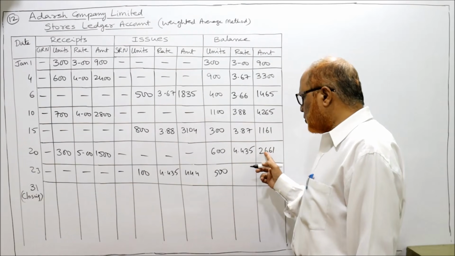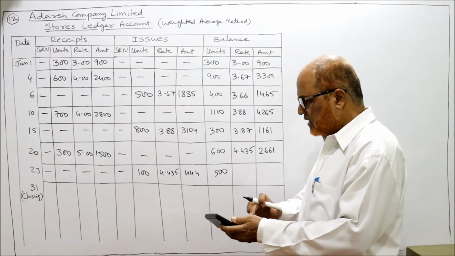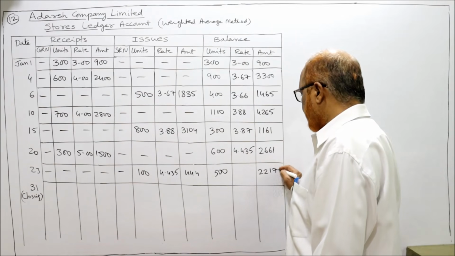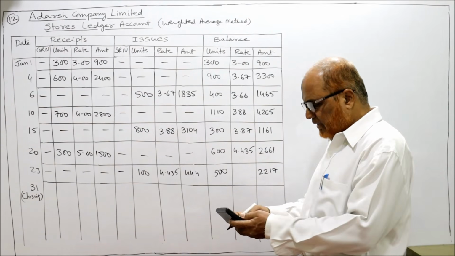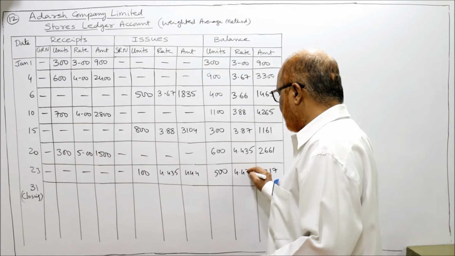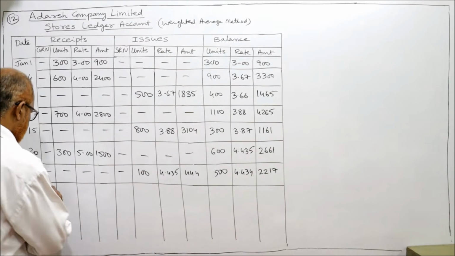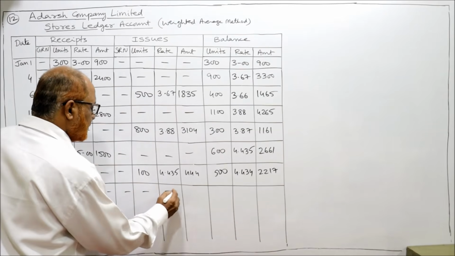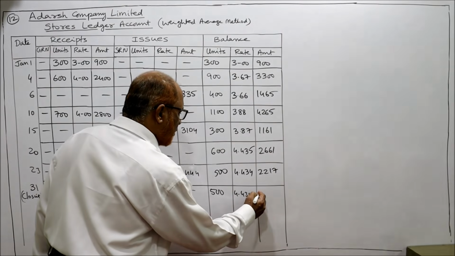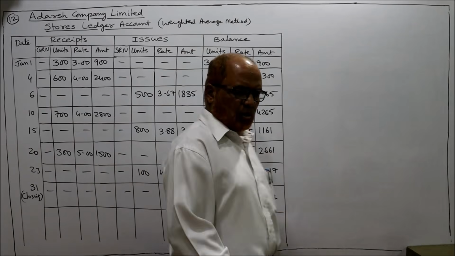What was the old balance here? 2661 minus 444. It comes to 2217. Now 2217 divided by 500 gives 4.434. That's all. Now we'll take the closing balance: 500 units, 4.434, 2217. This is the closing balance.